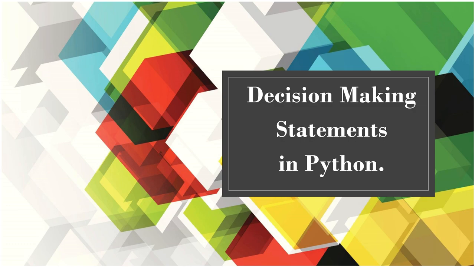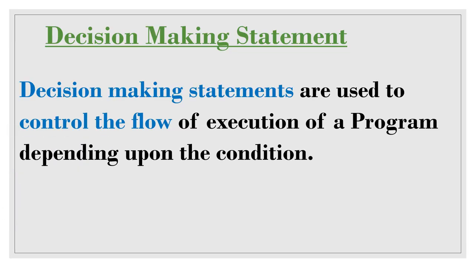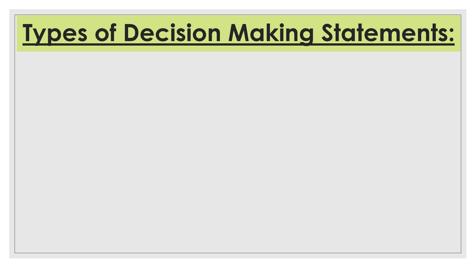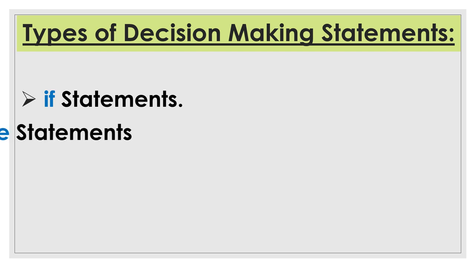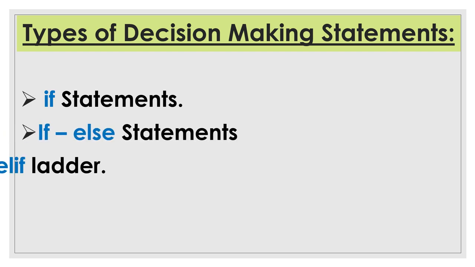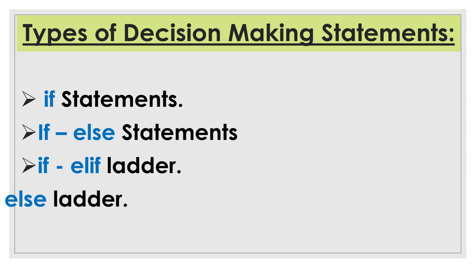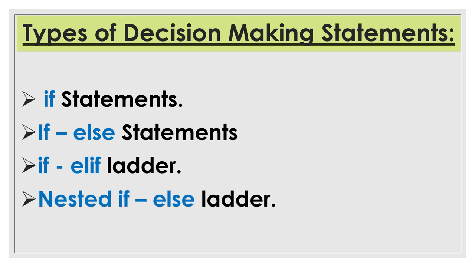In this session, we are going to discuss decision-making statements in Python. Decision-making statements are used to control the flow of execution of a program depending upon the condition. There are different types of decision-making statements: if statements, if-else statements, if-elif ladder, and nested if-else ladder.